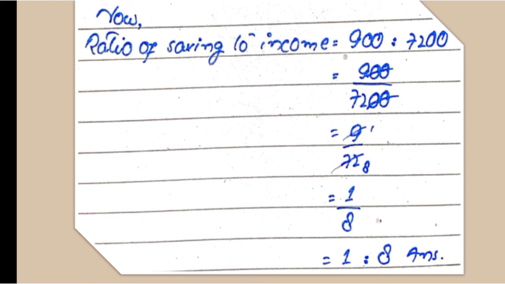Both the zeros will be cancelled, and we are left with 9 upon 72, which can be cancelled out by the table of 9. 9 1s are 9, 9 8s are 72, and we are left with 1 upon 8, which we can write as 1 is to 8.